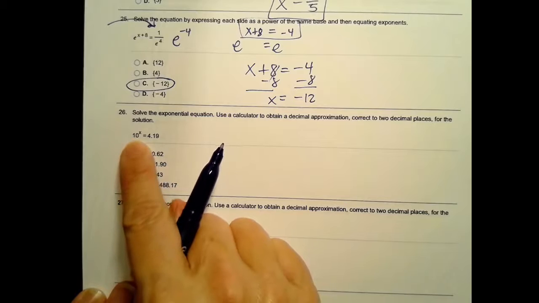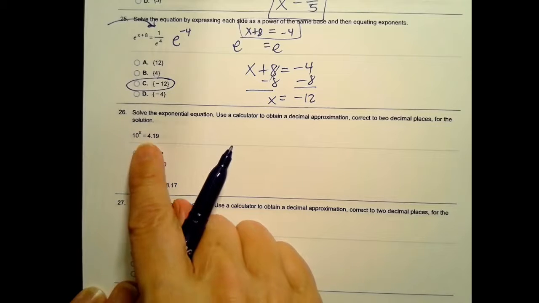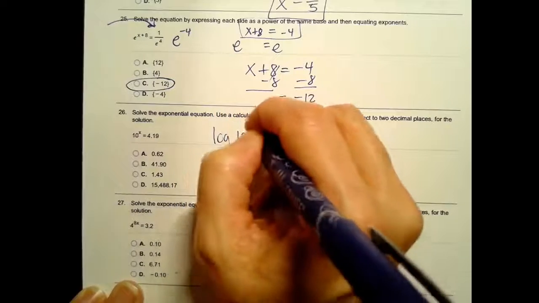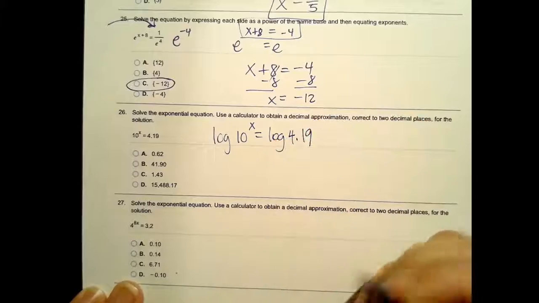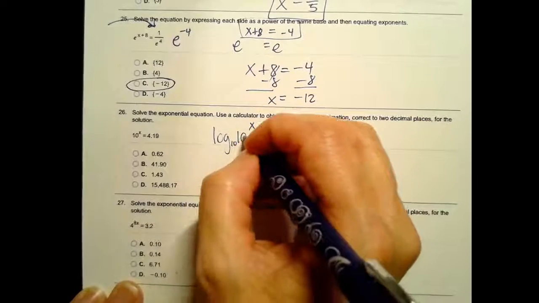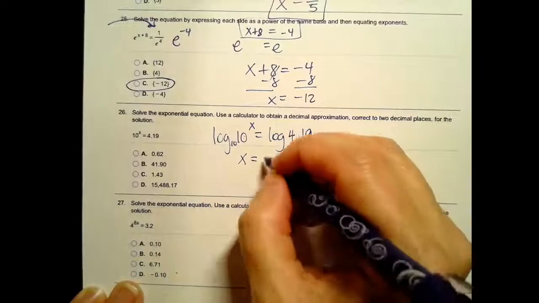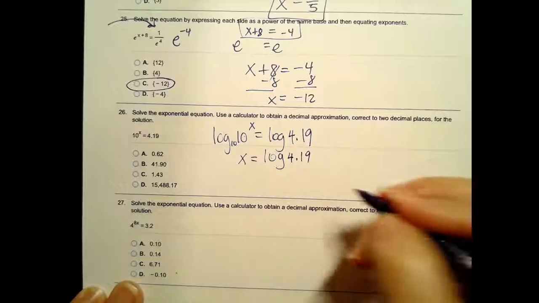When you see powers of 10, like 10 raised to something, in an exponential equation, you need to think log, regular log. So I can say log base 10 of x equals log of 419. And remember, the log base 10 leaves me with just the x. So this side equals x. X equals log of 4.19.